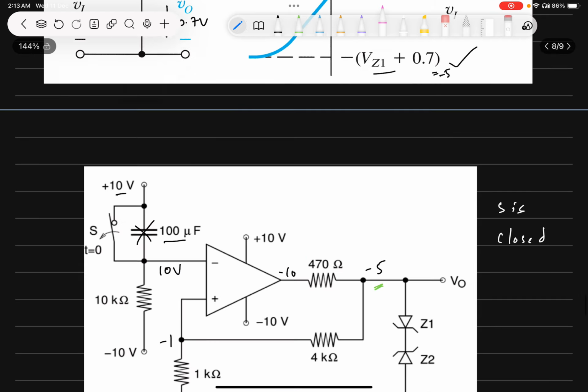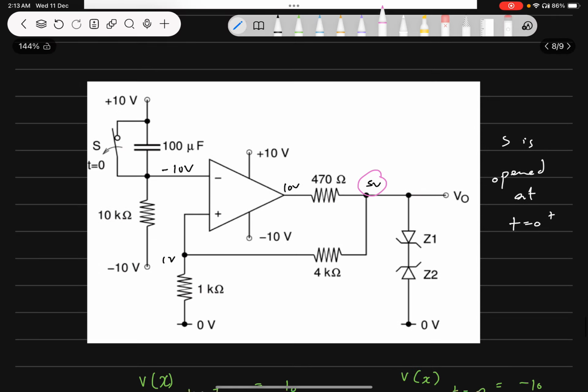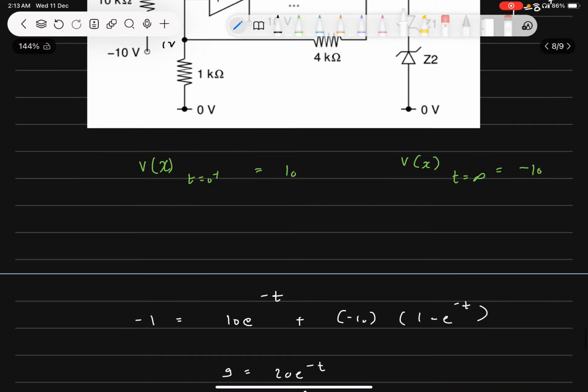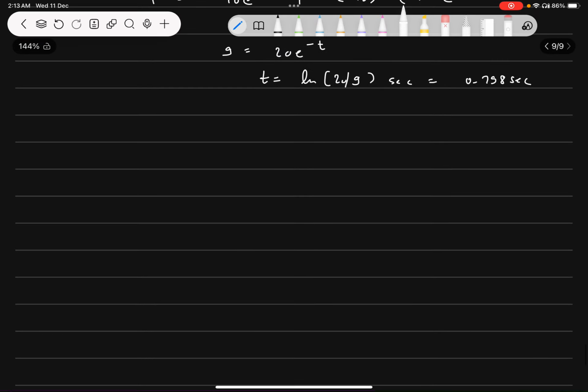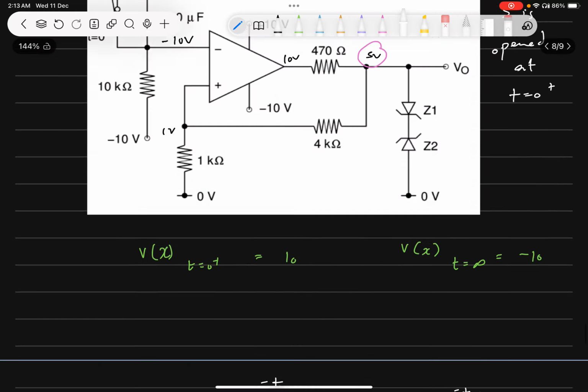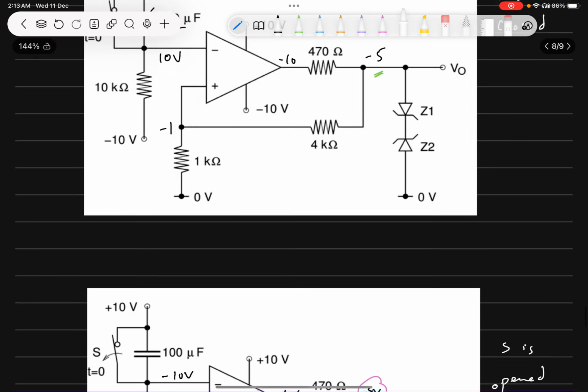I mean, there will be some time in between this and this. So they are asking us about the trip point. Okay, so about the trip point, or the point of time at which VO changes state, that we wish to calculate. So when will VO change state?